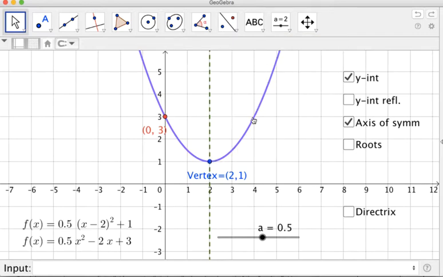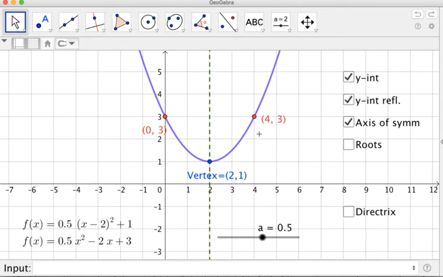And so if we wanted to know, for example, this point right here, which is the mirror image of the y-intercept across the axis of symmetry, we know that it's going to have the same y value as our y-intercept, and we know that it's going to be the same distance from the axis of symmetry. So if it's 2 units to get from our axis of symmetry to our y-intercept, it's going to be 2 units in the other direction to get to that point that's the reflection. So that gives us this reflected point 4, 3.